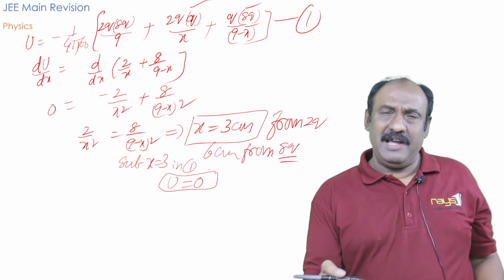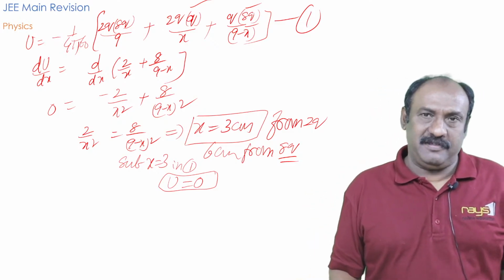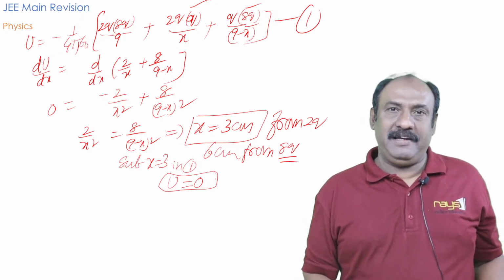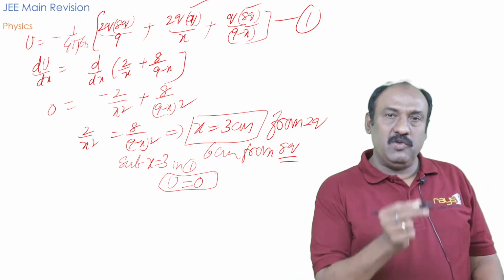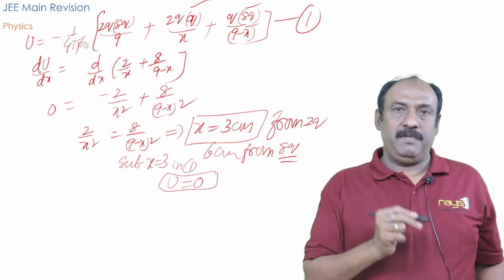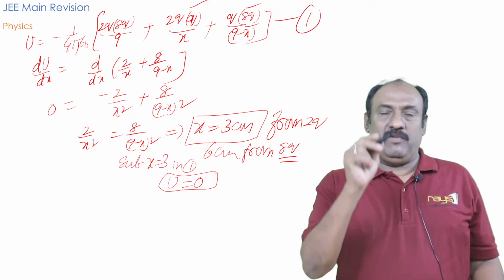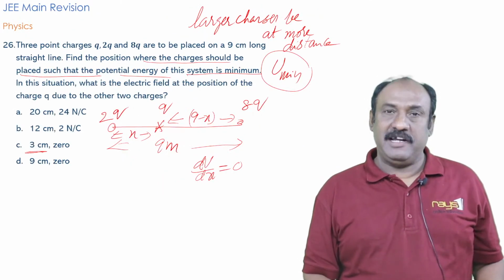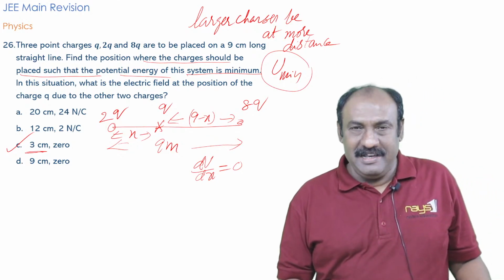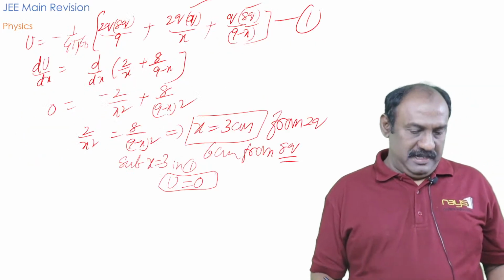Okay. Whenever I use the word minimum, almost always it is equated to 0, according to our syllabus. So, the potential energy at a distance 3 centimeter of the small charge q from 2Q and at a distance of 6 centimeter from charge 8Q, the potential energy of the system of all these particles is 0. So, after calculation we get 0 and 3 centimeters. So, answer is C for question number 26. Okay, right. Next question, 27th question.